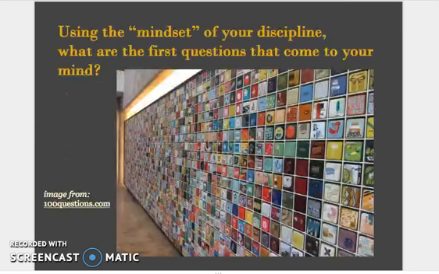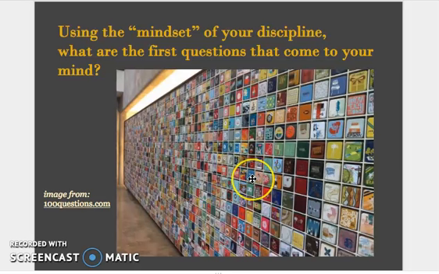So let's try this out a bit. Using the mindset of your discipline, what are some of the first questions that come to your mind when you look at this image? Now, of course, you don't have to say these out loud, but just think, what are some of the questions that you have? Now, if you are an art education student or a student coming from an art background, some of your questions might be, what are they made of? It looks like a type of ceramic. Right away, you might be interested in the materials that it's made of, the medium. You might be interested right away, too, in, was this a community project of some sort, some type of community art?